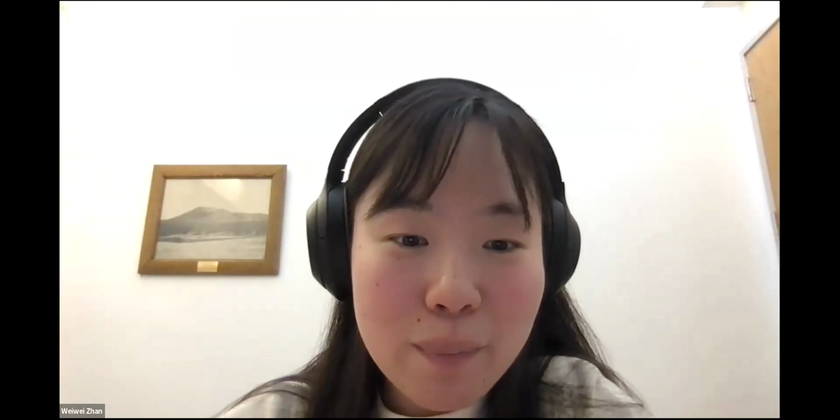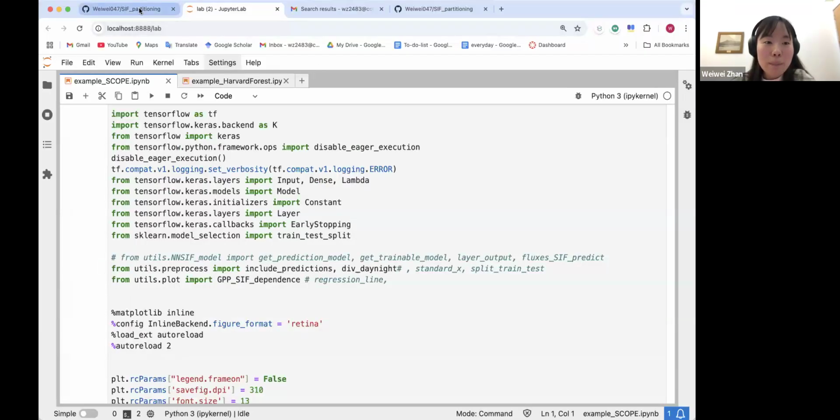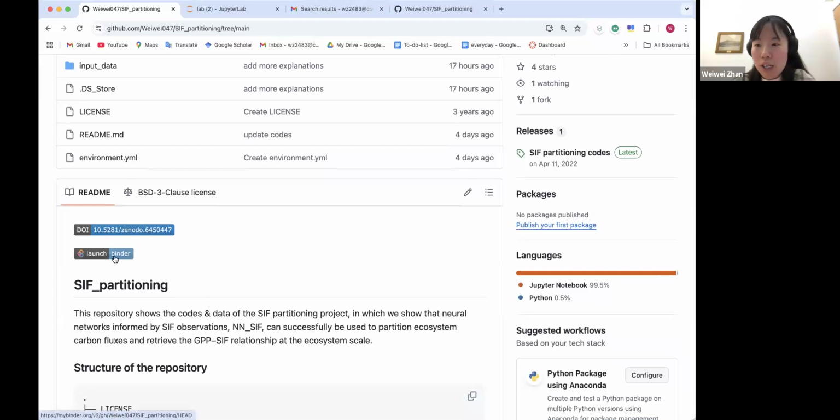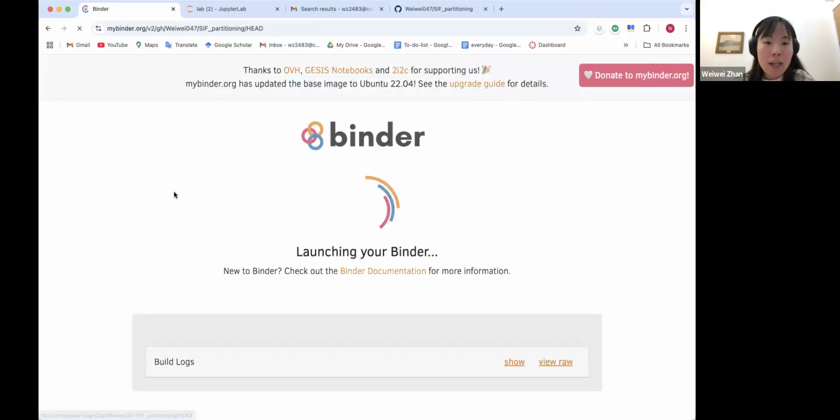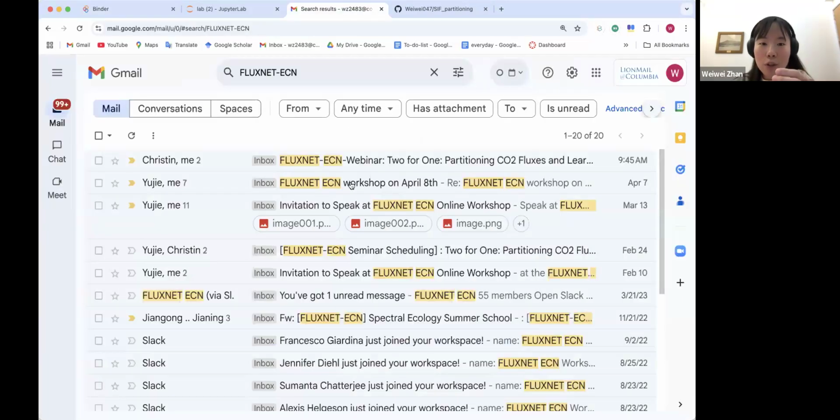Right now I will jump very quickly to the code sharing part. Before that, if you are interested in running the model code but you don't want to install a local environment on your own machine, you can just click this Launch Binder, and it will build an environment to run my code from your end. But right now, I will just show the code from my local lab.